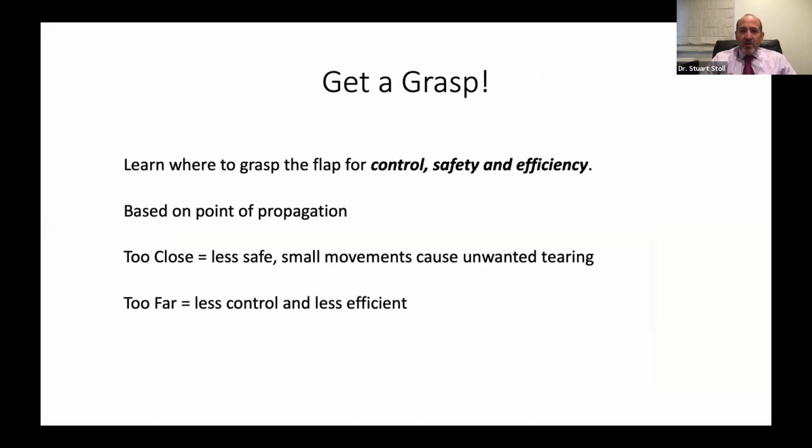You need to know where to grasp. I call it getting a grasp. You have to learn where to grasp the flap for control, safety, and efficiency. And it's all based on the point of propagation. If you're too close to that point, it's less safe because small movements are going to cause unwanted tearing. If you're too far away, you have less control and it's less efficient. So you want to grasp appropriately so you can probably get around your capsule in maybe 3 grabs. It doesn't matter. You could grab it 10 times.